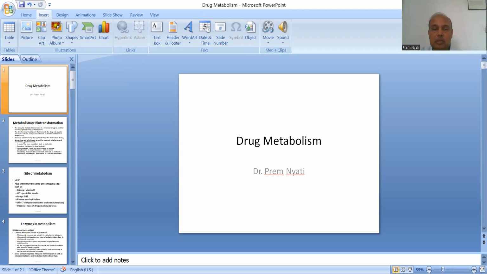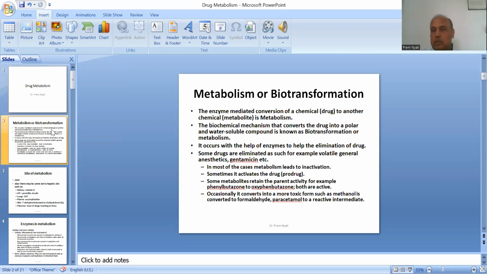Good morning. So today we are going to see the drug metabolism. We have already seen that from the site of administration, drug reaches the circulation. This is known as drug absorption. Once it reaches the circulation, it is delivered to the different tissues. That is drug distribution. Sometimes from one tissue, it is delivered to another tissue, that is redistribution.